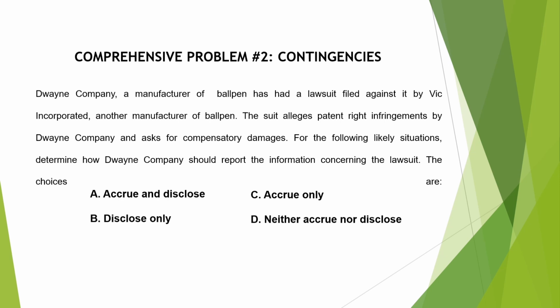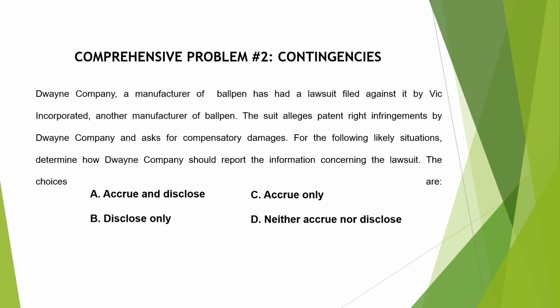B. Disclose only. When do you use this? So now, what happens if the loss is reasonably possible? Meaning, it might happen, but it's not certain. Or, the loss is probable, but the amount cannot be estimated. So in this case, you only disclose, but you do not accrue. Meaning, you will disclose or mention the potential issue and its possible financial consequences in the notes to the financial statement. However, there is no accrual, meaning you will not record the liability in the financial statements.